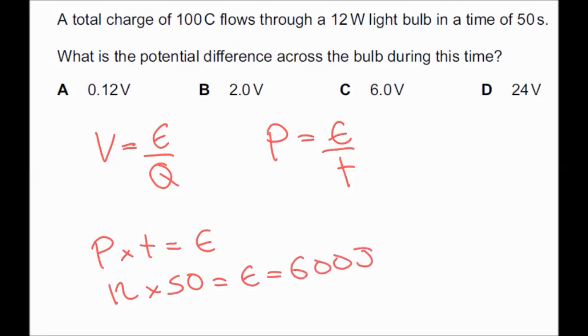And now we know we've got 600 joules divided by the charge, which is 100, gives us 6 volts, which is C.